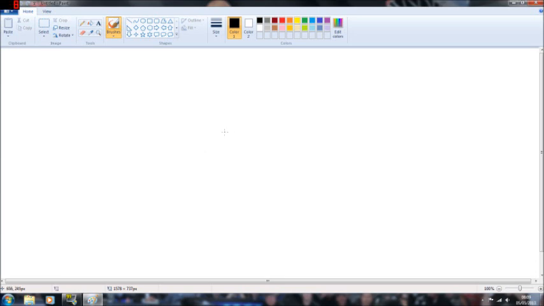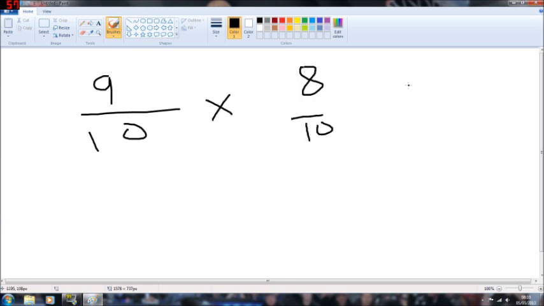Divide fractions. Now, first up, I'm going to show you guys how to multiply fractions. It's the simplest one to do. So if it says what is 9/10 times 8/10, what you do is you multiply the denominators and the numerators completely separately. So 10 times 10 is 100, and 9 times 8 is 72. And that's your answer.